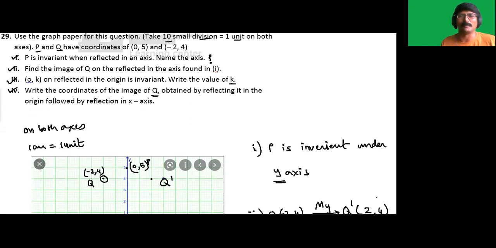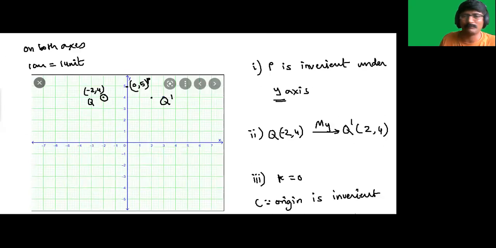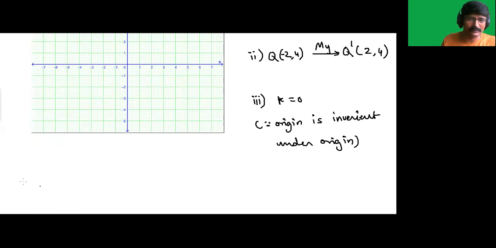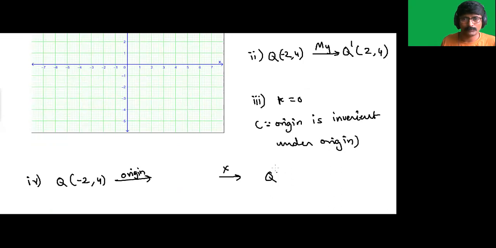That is 2 comma 4. Okay. If you want to write it that way, you can write it down. But if you feel like you should write the full sentence, you can write it that way also. Q is minus 2 comma 4. It reflects under the origin and, followed by that, it reflects under the x-axis. So what is Q prime going to become?